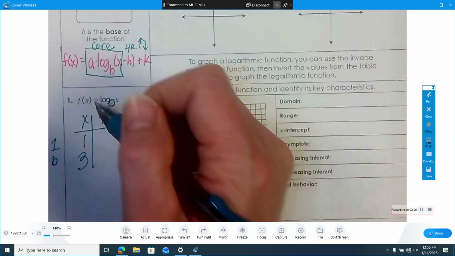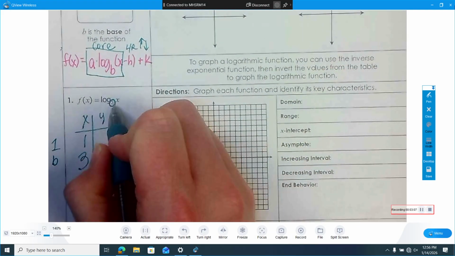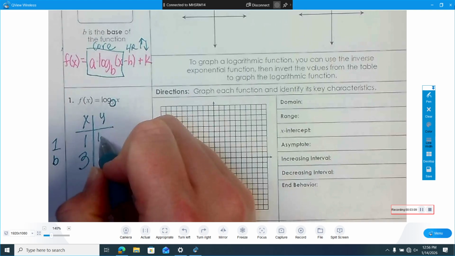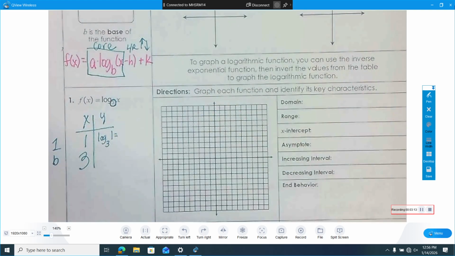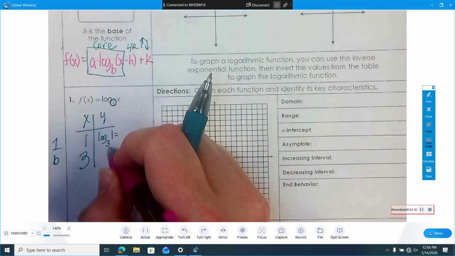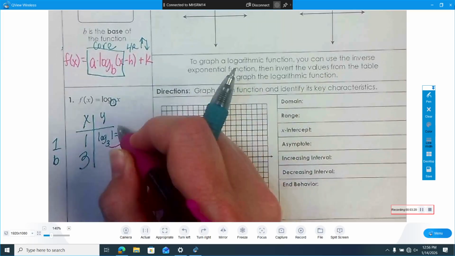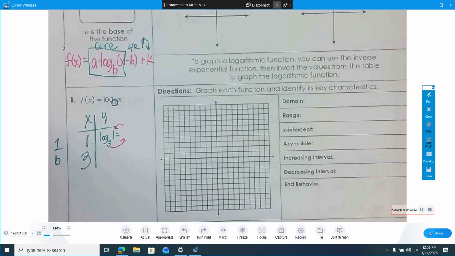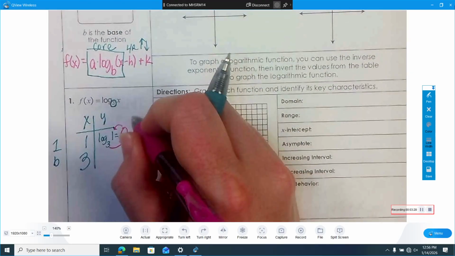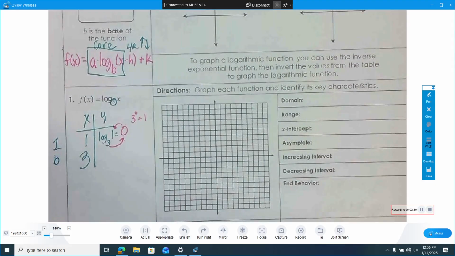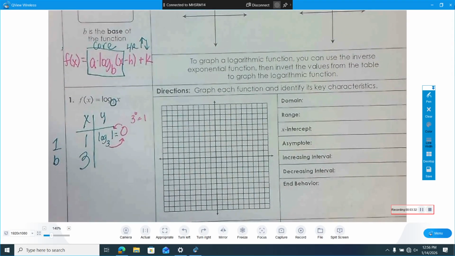So I'm going to go ahead and plug in my value of 1 here. So that's going to be log base 3 of 1. Again, how do you drop a log, ladies and gentlemen? Give it a swirly, right? So this is saying 3 to what power equals 1? 3 to what power equals 1? 0. 3 to the 0 equals 1 every single time. So again, we're refreshing our brain on how logs work.